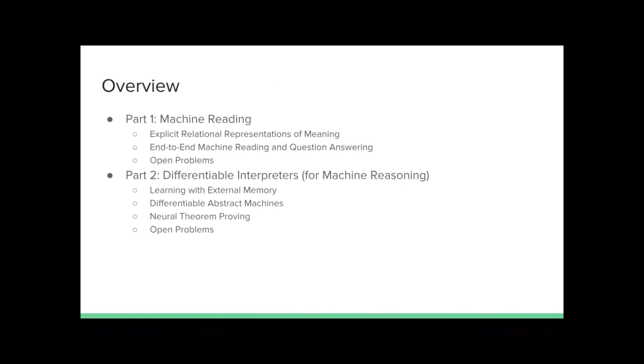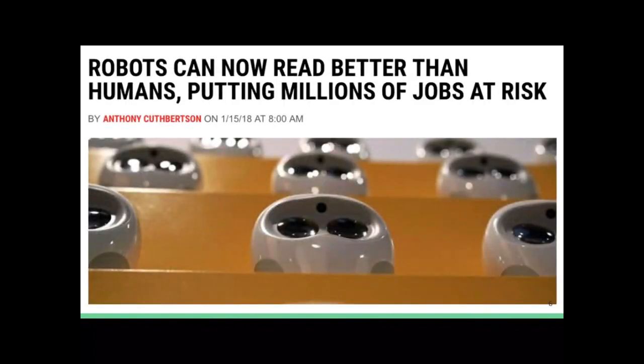All right, just to give you a high-level overview, there's the machine reading part, and there's the differentiable interpreters part. I'm going to talk about these different ways of representing knowledge, and then address some open problems. Pasquale is going to talk about learning with external memory, differentiable abstract machines, neural theorem proving, and then also some open problems. Okay, so let's talk about machine reading. I don't know if people have seen this news a couple of months ago, I think in the beginning of this year. There was research done at Microsoft and at Baidu on getting machines to now read better than humans, putting millions of jobs at risk, which is what I guess the news made of that. Obviously, it's not quite like that, not at all, and you don't have to worry.